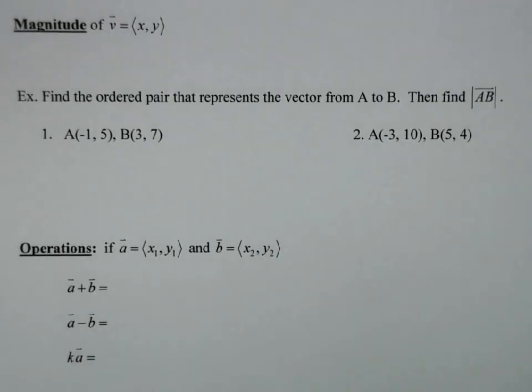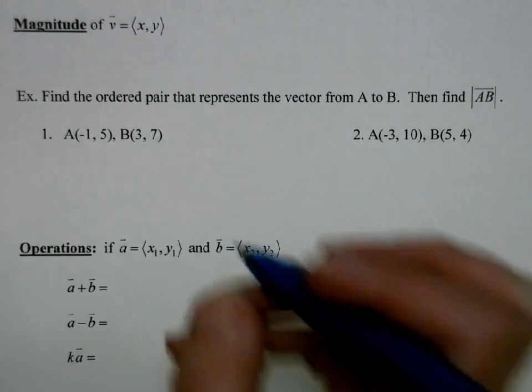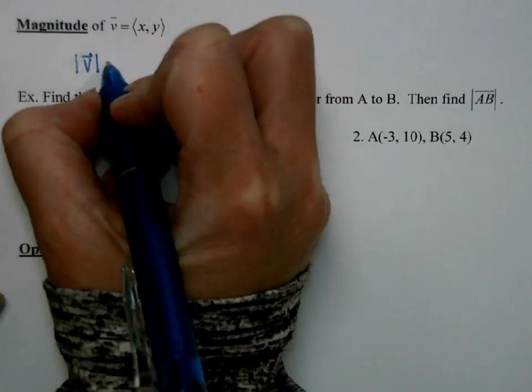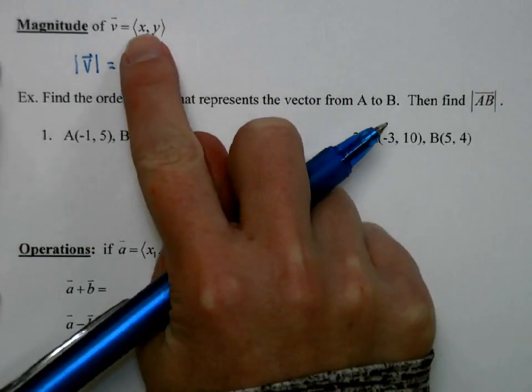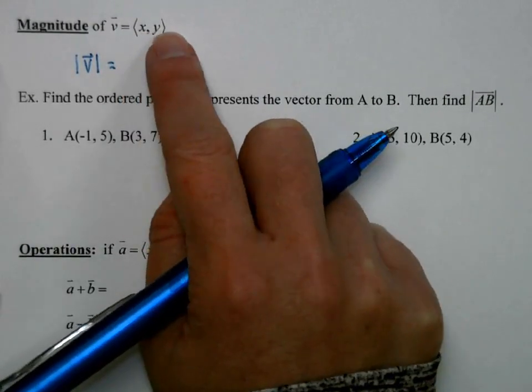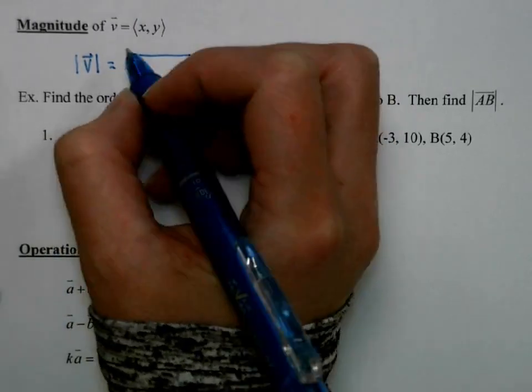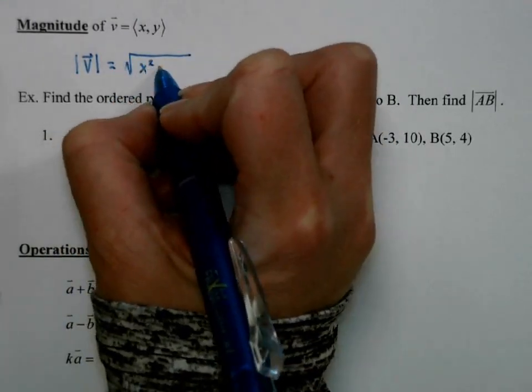Okay. Then we have the magnitude. So remember, our symbol for magnitude is absolute value. But this is pretty straightforward since this is the change in x and the change in y, and we're looking at the length. It's really just the Pythagorean theorem. So it's going to be the square root of x squared plus y squared.